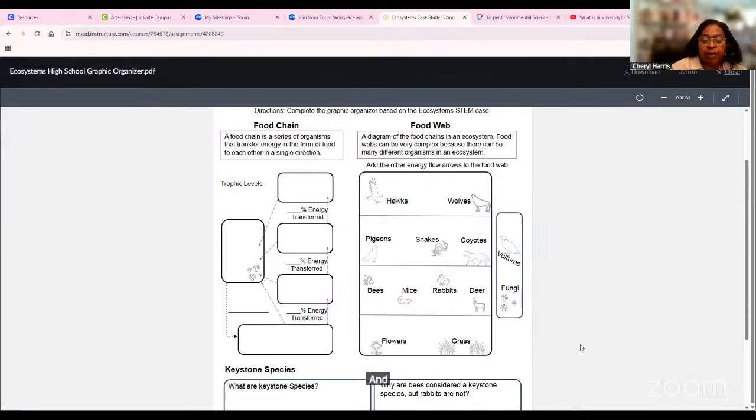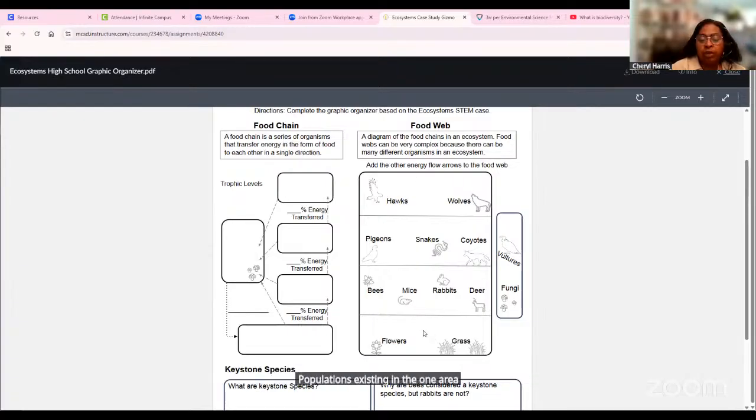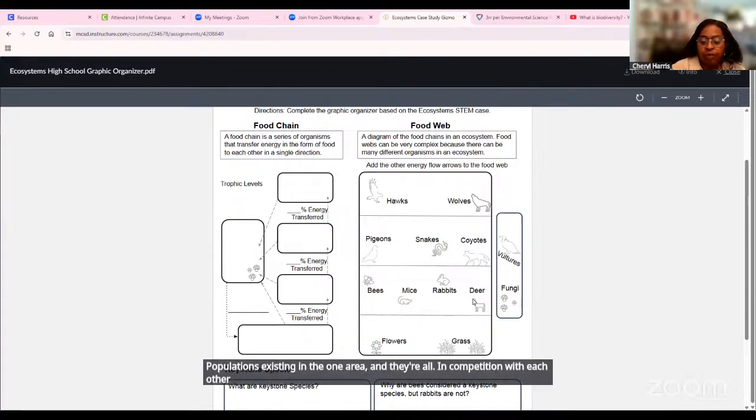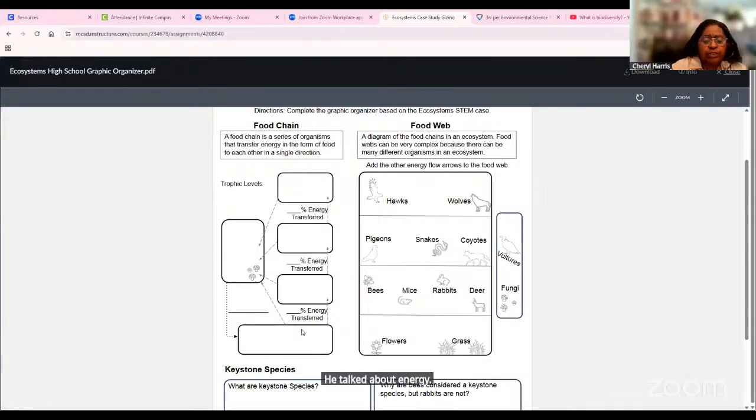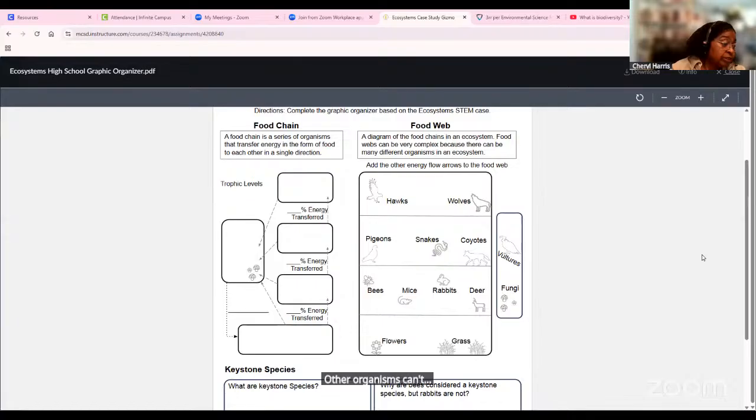And notice this variety here. So all of this is one ecosystem. There's a variety of populations existing in the one area, and they're all in competition with each other or feeding off of each other. He talked about energy. Energy is transferred from one organism to another when they are eaten. The original energy is stored in plants because they get the energy from the sun. Other organisms can't store energy from the sun. They just can't do it. So plants photosynthesize so that they can make food and store that energy in chemical bonds.